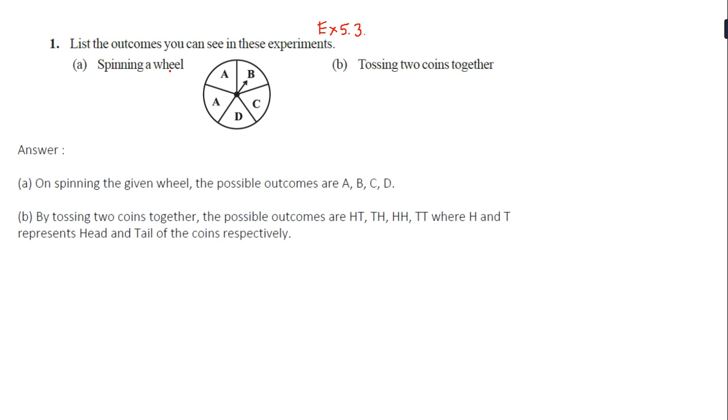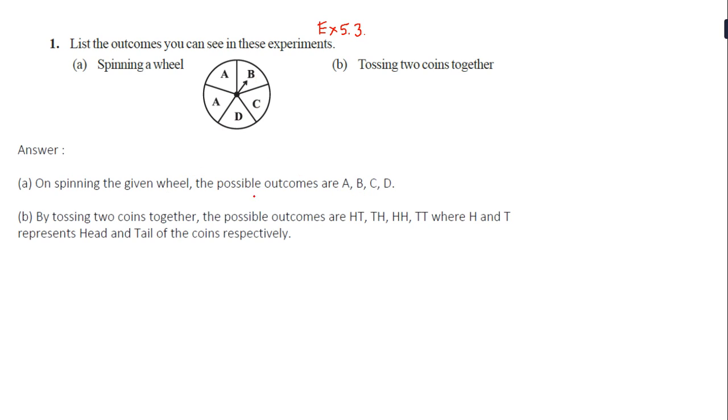Spinning wheel. If you see how many letters are there in the wheel, you have A, B, C, D, A. So what do you have to write in your fair book? On spinning the given wheel, the possible outcomes are, if you see that A is repeated, but we have to write it only one time. So A, B, C and D.